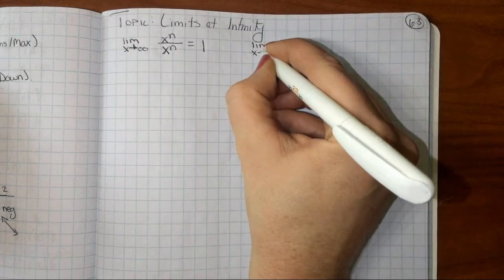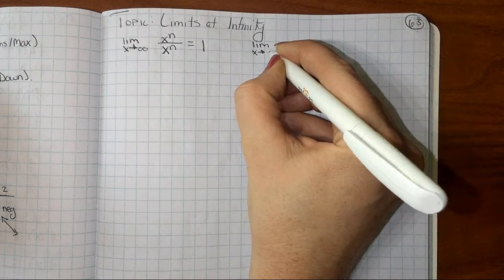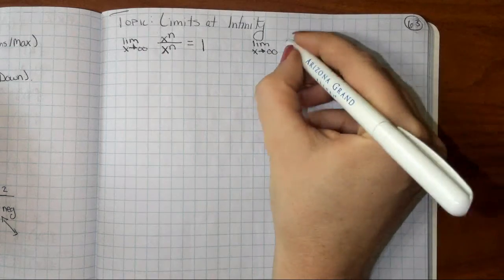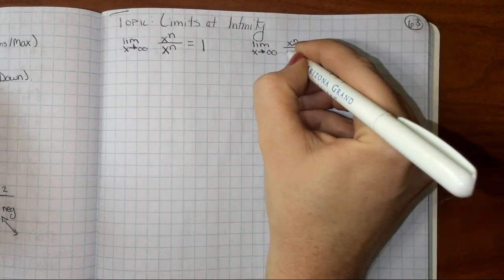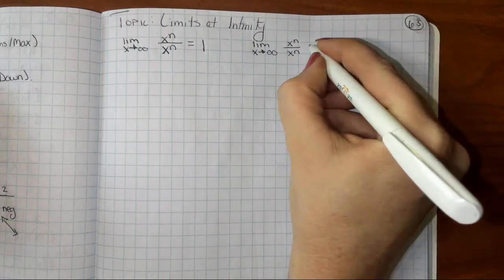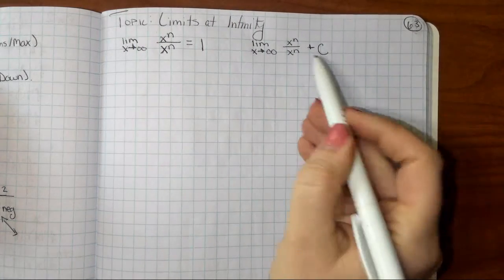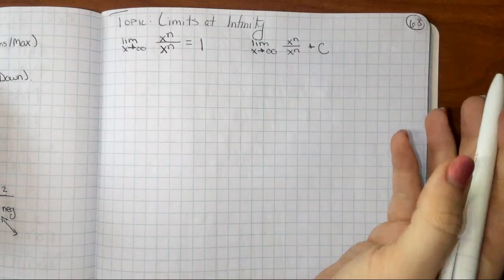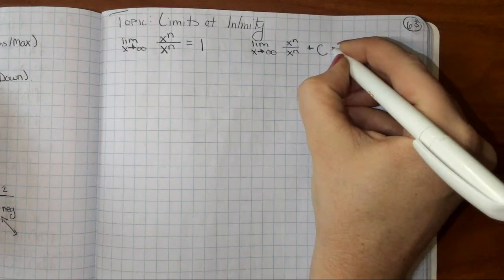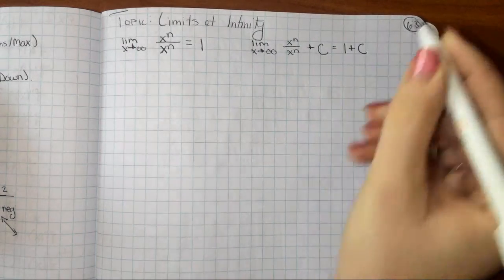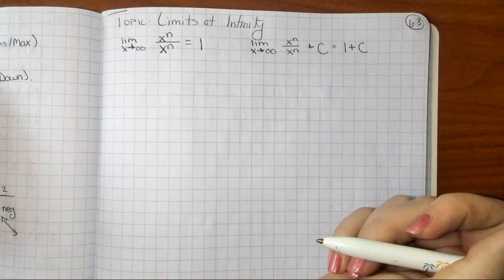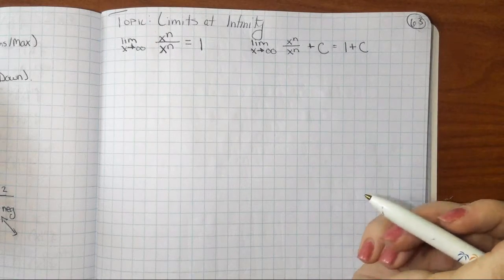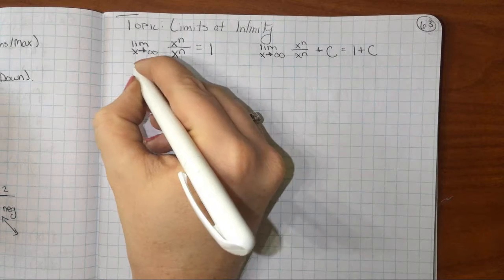Okay, the limit as x approaches infinity of something with x to the n over x to the n. Now understand, if I'm adding a constant, this constant is not in the fraction. It's off to the side, okay? So this would just end up being 1 plus that constant, the c value, okay? So again, I'm just reviewing these.